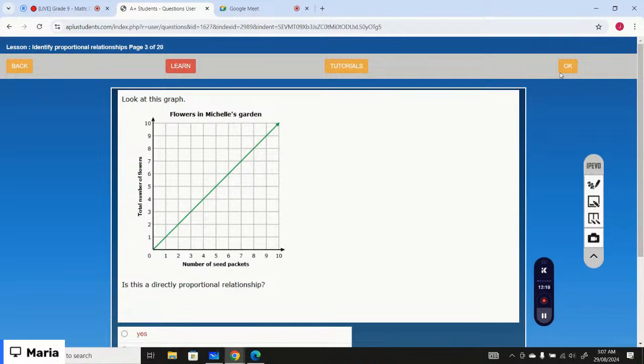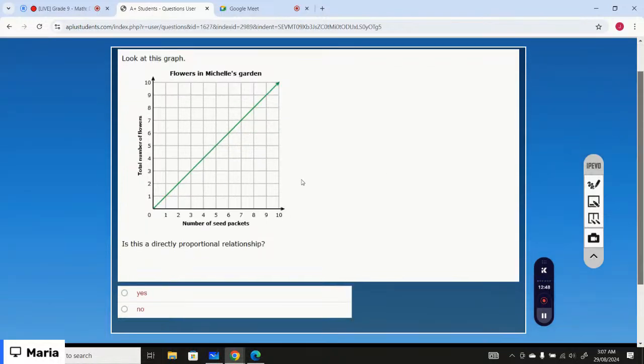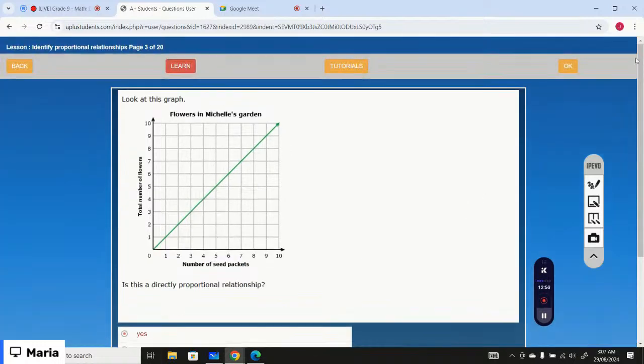Look at this graph. Is this a directly proportional relationship? So, which is the correct option? The correct option is yes, it is a directly proportional relationship. Why? The graph is a straight line and also the graph is passing through the origin. So, yes, that is a directly proportional relationship. Got it?